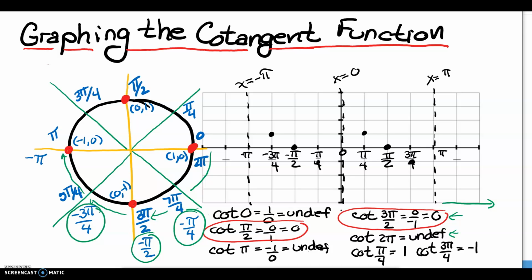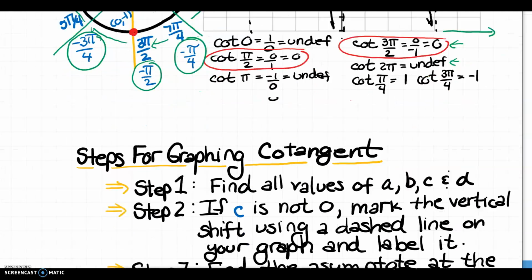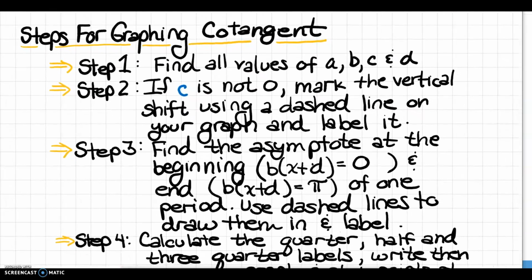So when I finally graph my graph, you can see cotangent looks a lot like my tangent function, except it is flipped over the x-axis and the asymptotes are in different places. On a tangent function, they're at negative pi over 2 and pi over 2. On cotangent, they are at 0 and pi. So let's see if we can work in a problem or two, an example or two. Oh, let's take a look at the steps first.